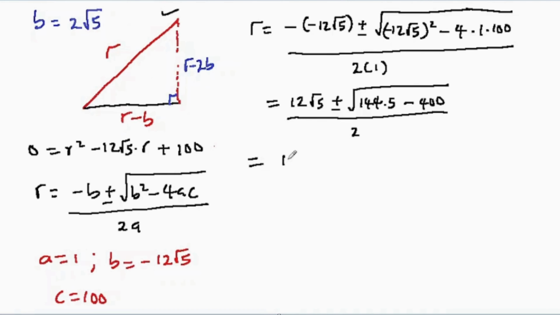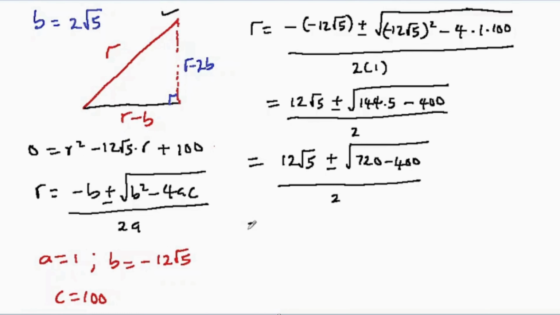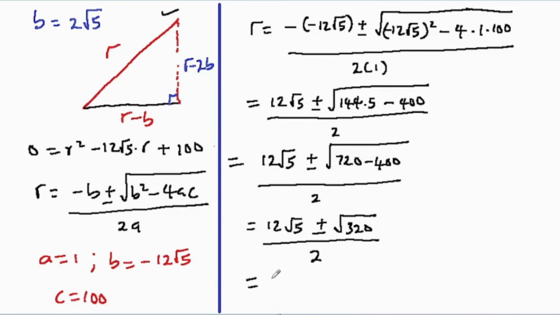So r equals 12 root 5 plus or minus the square root of 144 times 5, that's 720, negative 400, divided by 2. So we have 12 root 5 plus or minus the square root of 720 negative 400, that is 320, divided by 2. So we have 12 root 5 plus or minus the square root of 320, which is actually 64 times 5, everything divided by 2.